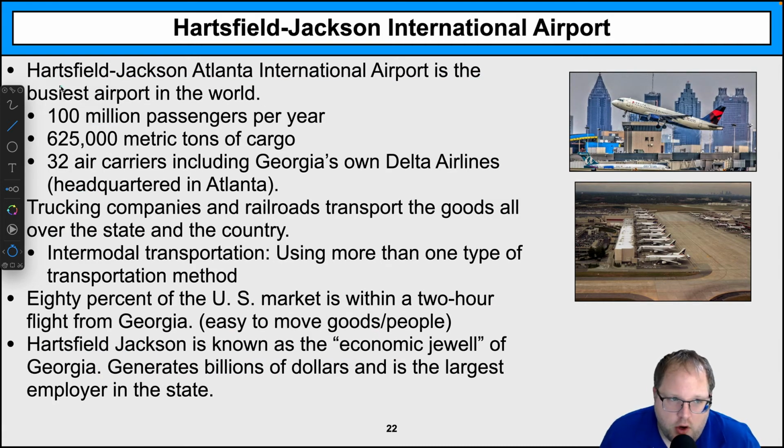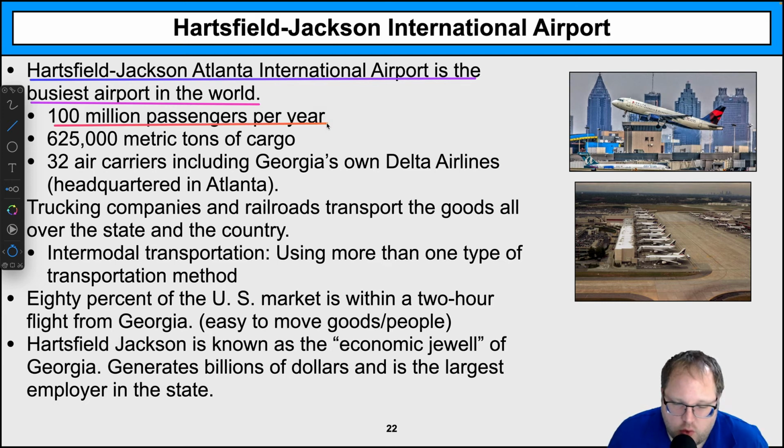Hartsfield-Jackson International Airport. Hartsfield-Jackson is the airport in Atlanta, and it is considered the busiest airport in the world. If you look right here, you can see that it brings in about 100 million people every year into the state of Georgia. This is a big deal for the state's economy because it gets people into the state, they spend money here, and it benefits Georgia's businesses.